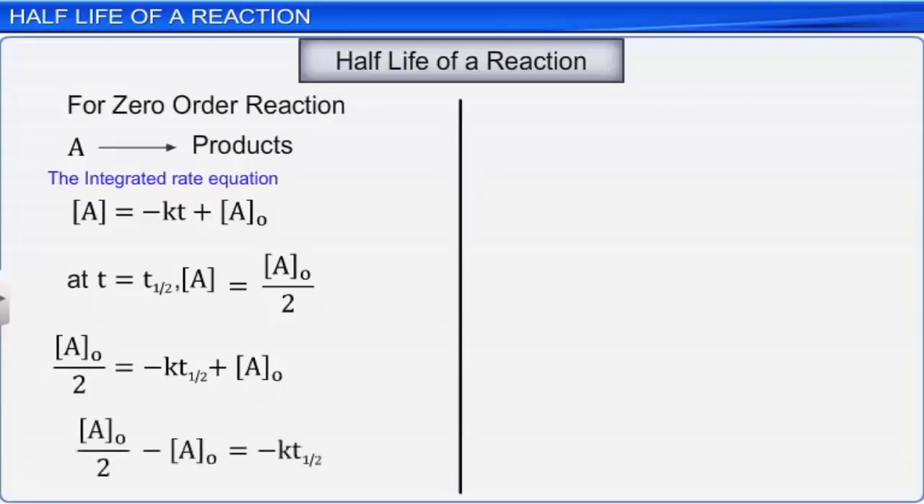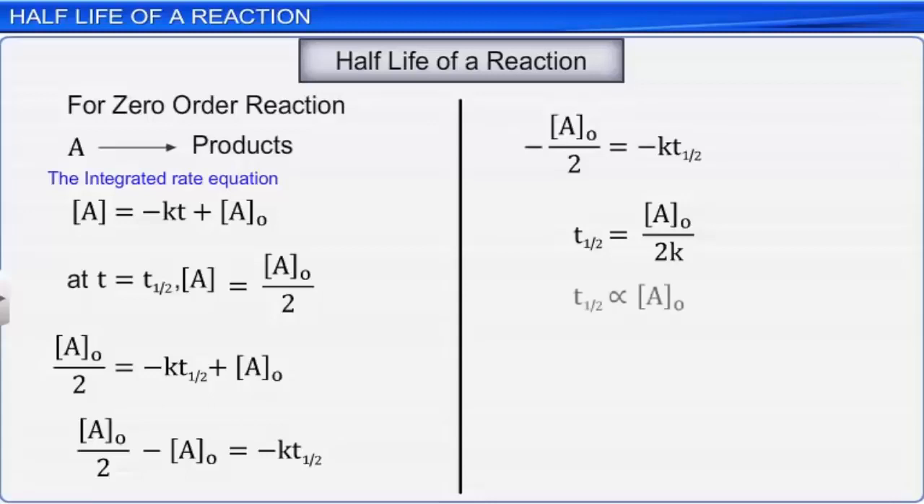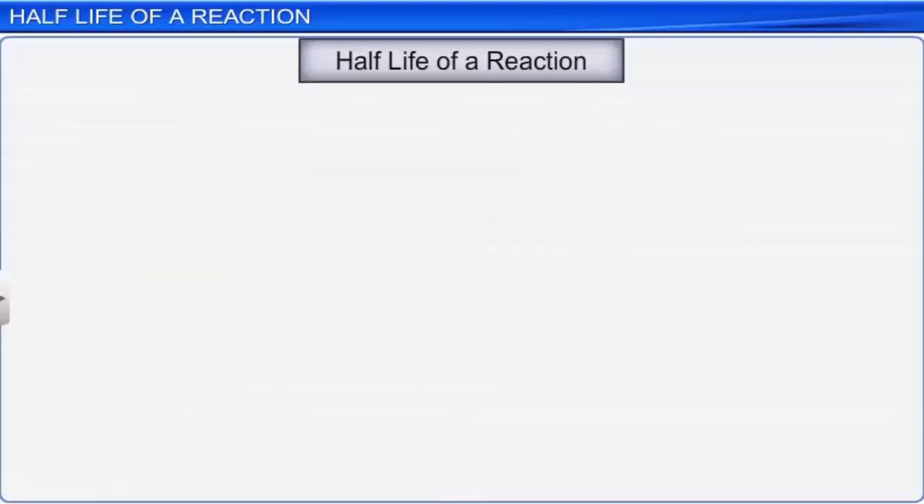Calculating for t1/2, we get t1/2 is equal to A naught by 2k. From this equation, we can conclude that the half-life period for a zero-order reaction is directly proportional to the initial concentration of the reactants. Let us now calculate the value of t1/2 for a first-order reaction.